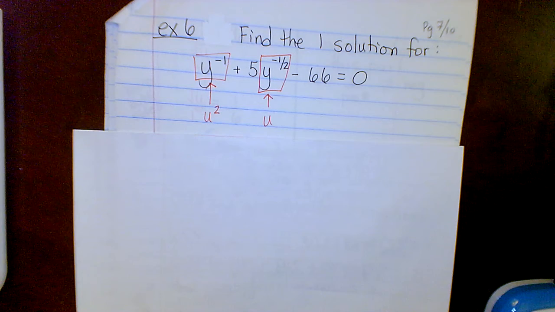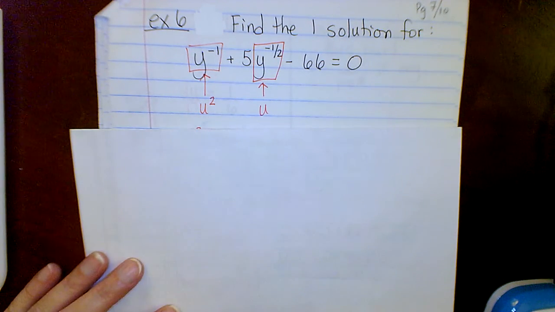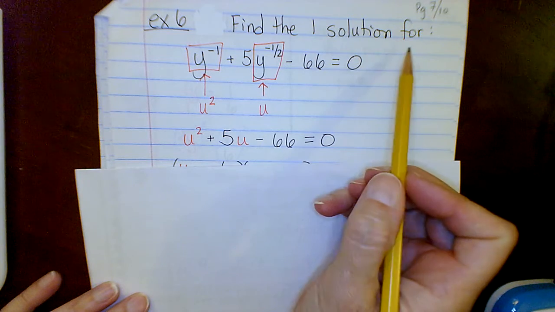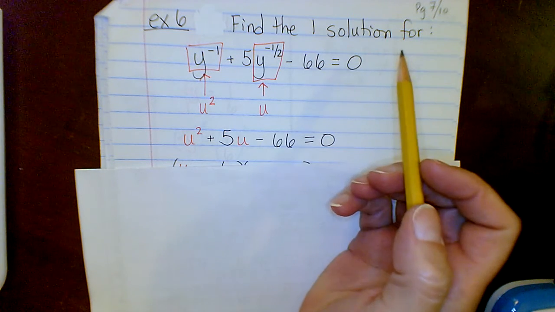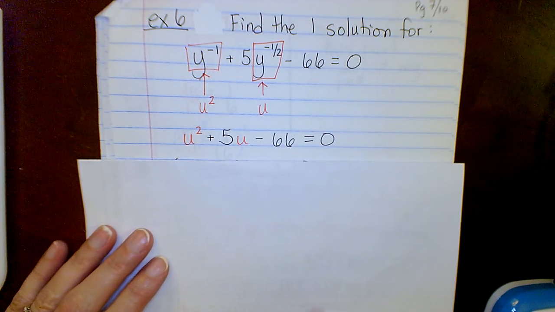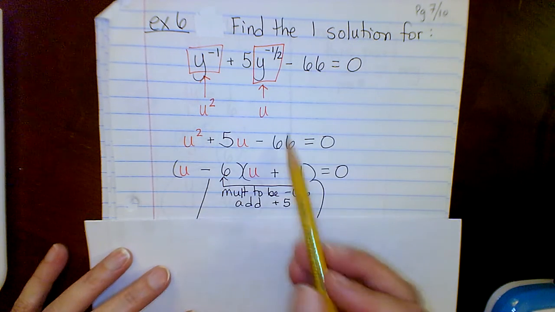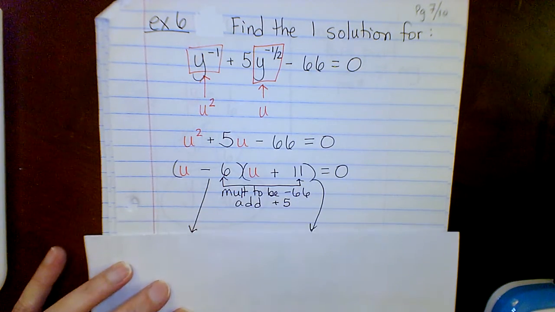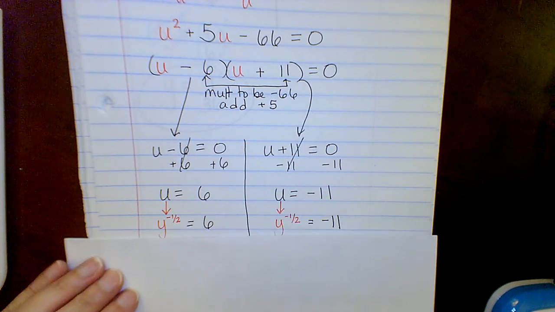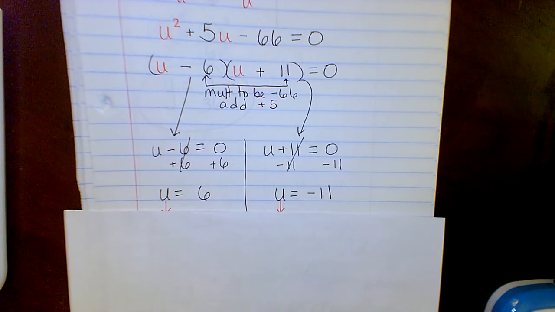All right, keeping the fun going here. You know the drill, u squared. Now look, this one, find the 1 solution for. Oh no, 1 solution, that's going to be interesting. See how that thing's going to play out. All right, this one factors pretty nicely. 2 numbers that multiply to give you negative 66 and add to be 5. So we factor it, split those factors and solve it, and we get u equals 6 and u equals negative 11.